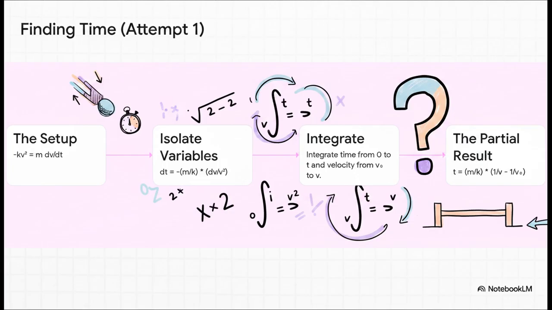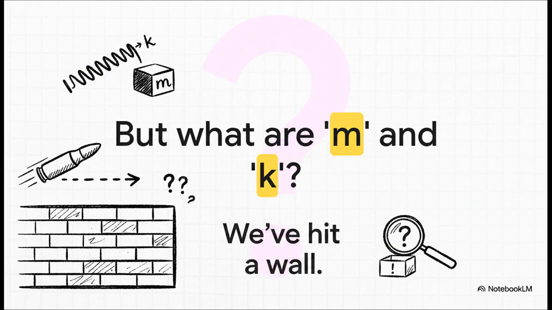Or are we? And this right here is the trap. It's where so many people get stuck. Take a good, hard look at our answer. It depends on m, the bullet's mass, and k, that proportionality constant. The problem is, we weren't given either of those. This is such a classic pitfall. You get an answer that's mathematically perfect, but you can't actually calculate it with the info you have. That means our first attempt, while a good start, isn't the whole story.